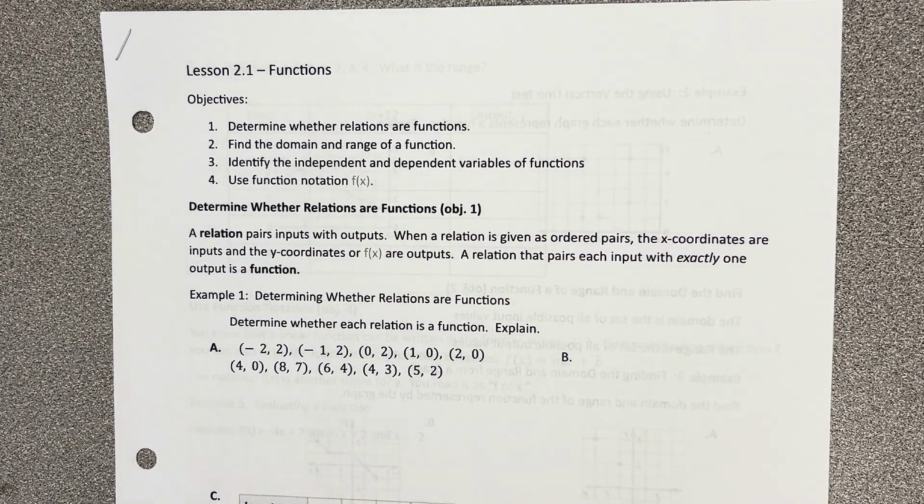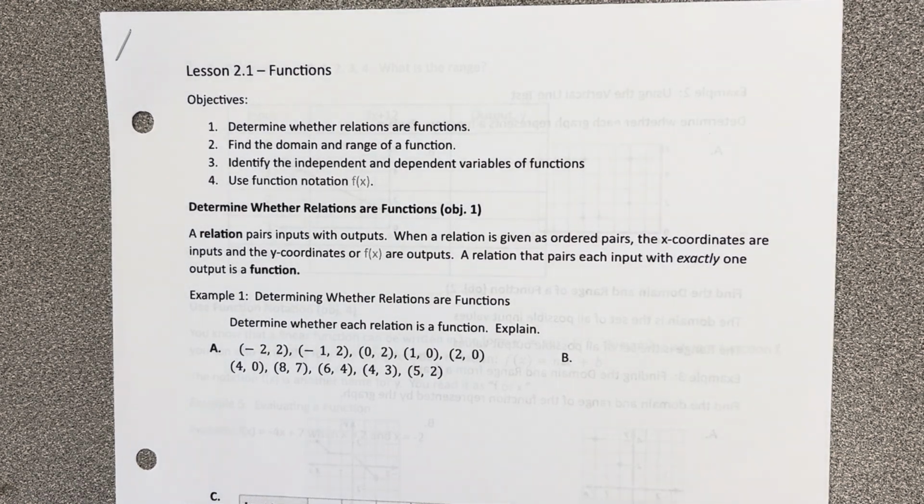You see this a lot in the world that we live in. You might have the day, and then for the day you have high temperatures. So the input would be like the day of the week, and then the output would be the high temperatures. We often pair data together, and those are called relations. But if a relation has exactly one output for each input, then you can call them a function. So that's what we're going to focus on today.